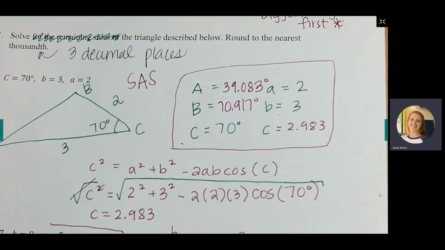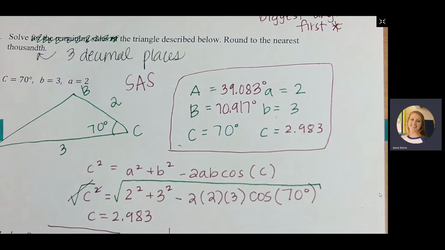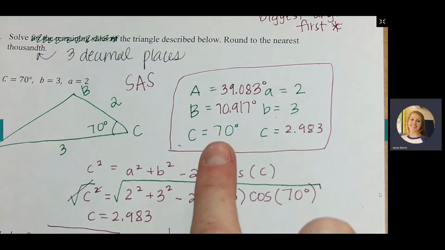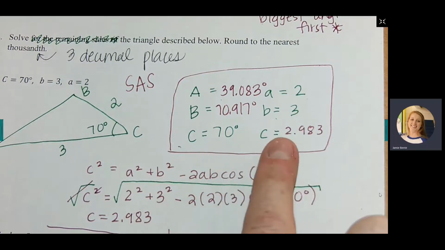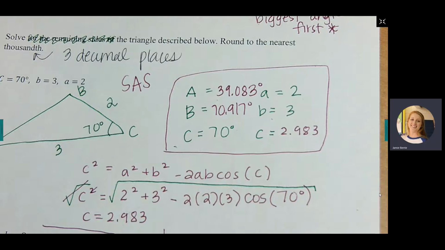If you know a matching side and a matching angle, you would automatically know I can use the law of sines. If you don't have a matching side and a matching angle, you would know, okay, I have to use law of cosines. Does that make sense? Yes. Yeah, like in this scenario, we only knew big C, we didn't know little c, so that would tell us, okay, we have to use law of cosines on this one.